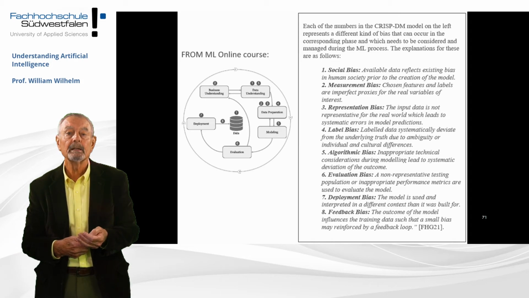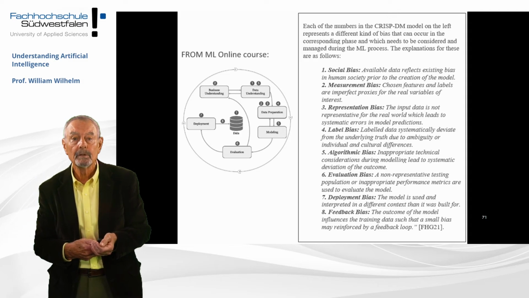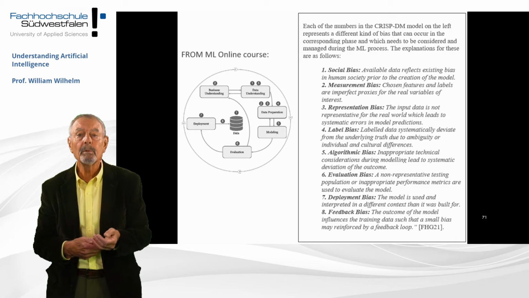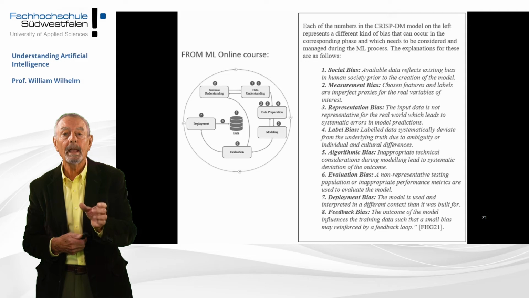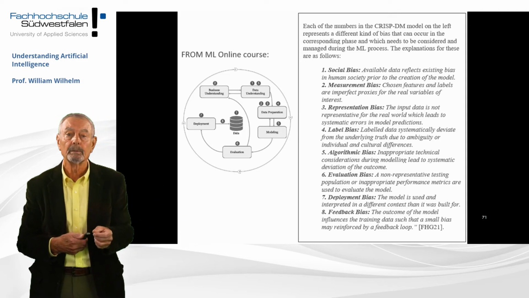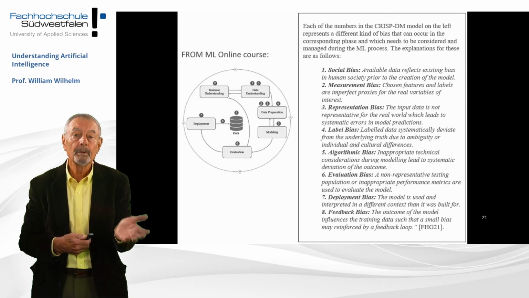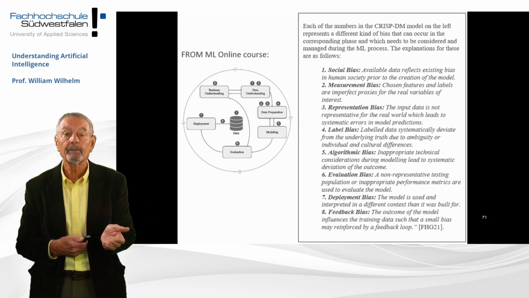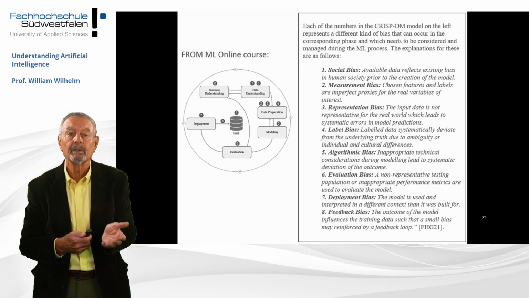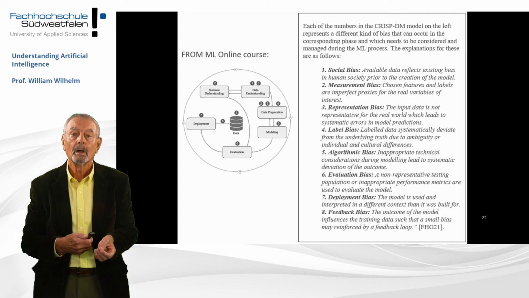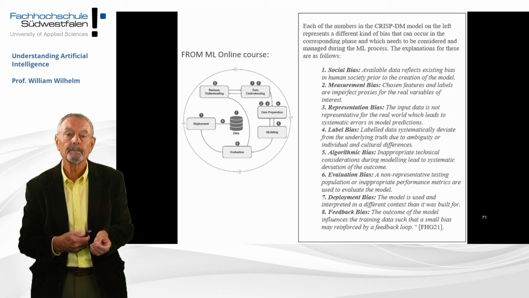Label bias. Labeled data systematically deviate from the underlying truth due to the ambiguity or individual or cultural differences. Label bias refers to expectations that a person assigning labels to data might have for a person given a particular label. Interpretations may be flawed and therefore mislabeled. Available data may have been generated through a process reflecting discrimination, such as the systematic mislabeling of examples from specific groups caused by maybe the classifier's racial or cultural insensitivities.